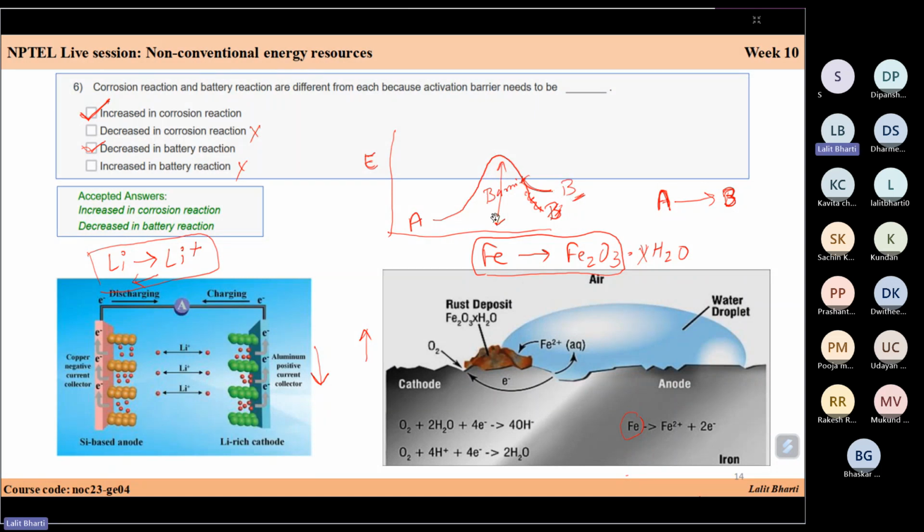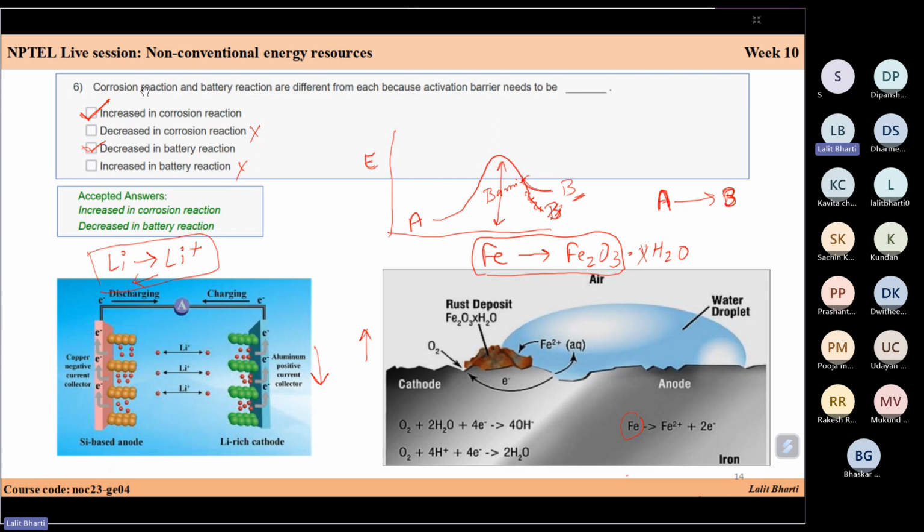So this will become stable again. If your barrier is so high, it means thermodynamics doesn't allow you to go from A to B, because you need a lot of energy to overcome this barrier. And if the barrier is low, then you can easily go from A to B. So this is the energy barrier that is required for the reaction to happen.